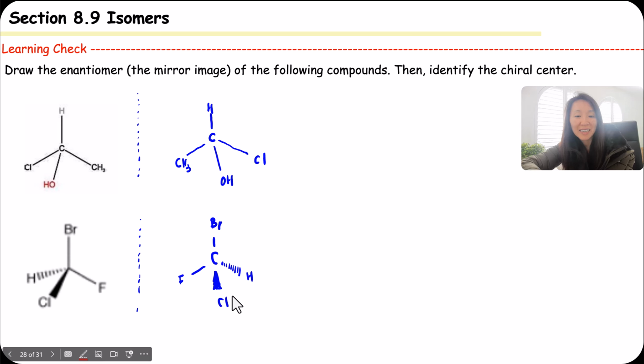So here's the key. Remember, the wedges refer to coming out of the board, and the dashed lines refer to going back. So where's the chiral center? The chiral center must be a carbon. There are two carbons here, this one and this one for the first one. It's going to be the one that has four different atoms on its sides. So there's H, CH3, OH, and Cl. So this is going to be my chiral center. I'm going to put a star there. And for this one, kind of an obvious one, that carbon is going to be the chiral center.